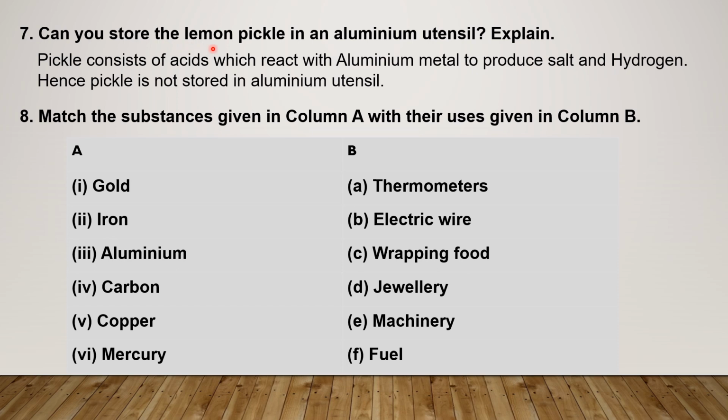Can you store the lemon pickle in an aluminium utensil? Explain. Pickle consists of acids which react with the aluminium metal to produce salt and hydrogen. Hence, pickle is not stored in aluminium utensil. So pickle consists of acids, and that acid reacts with the aluminium to form salt and hydrogen. So don't store this pickle in aluminium vessels. And the sixth and seventh question answers, you write in your notebook.